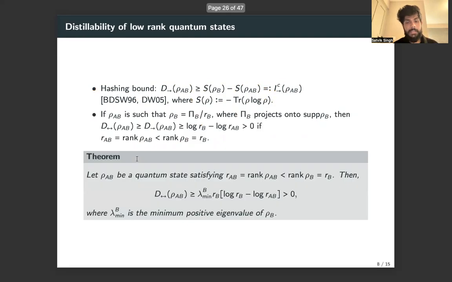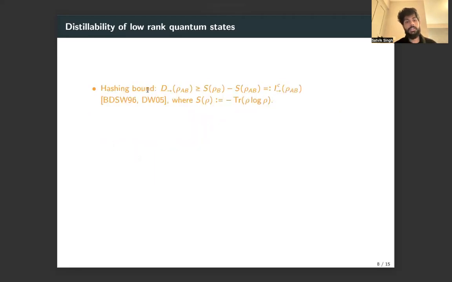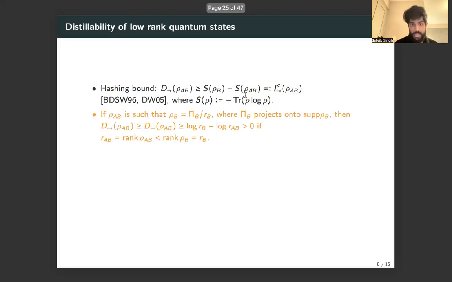Before stating what exactly I mean by low rank state, let me recall the hashing bound, which basically says that for any bipartite state rho AB, the coherent information of the state is an achievable rate for one-way distillable entanglement. And the coherent information here is just the entropy of the reduced state on B minus the entropy of the actual state itself.